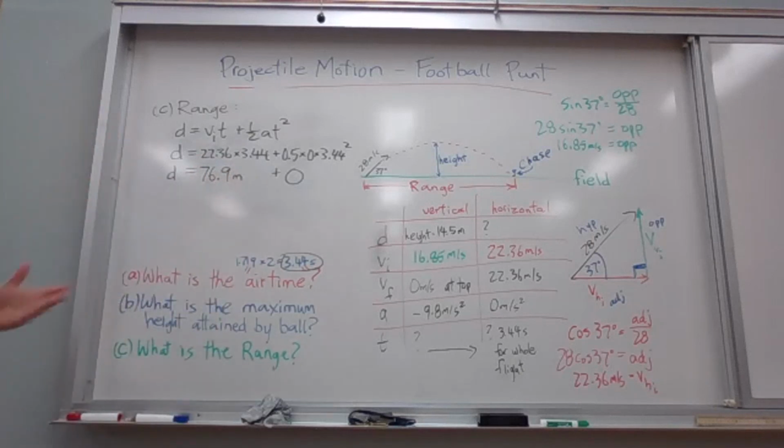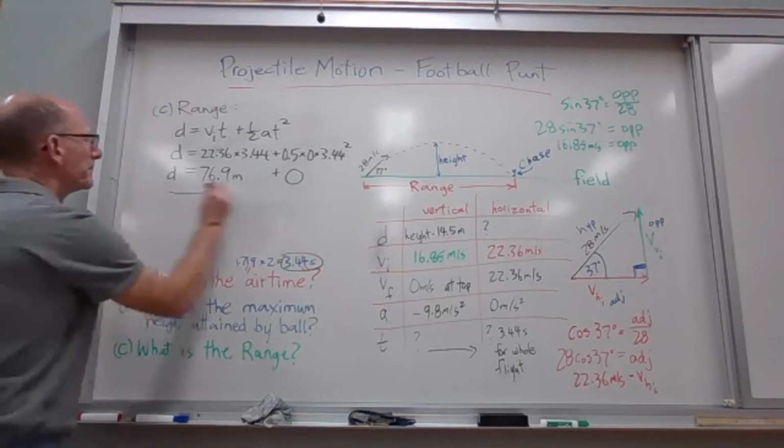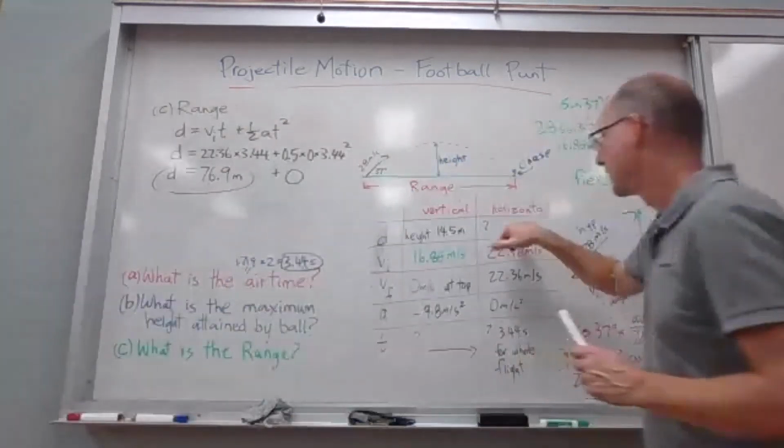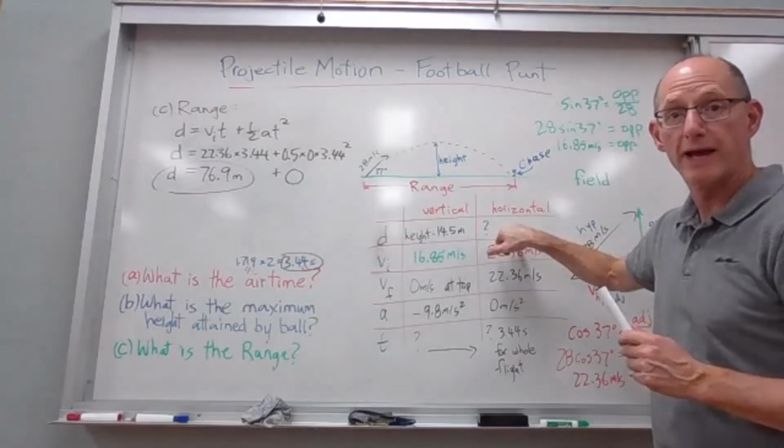It's 100 yards. This is probably about 85 yards. So it's a good kick downfield. That's the range. Okay, so that's this number right here, 76.9 meters. And that is that.